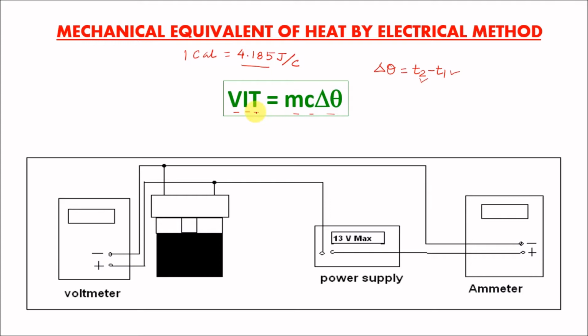And so this particular expression will be in joules and this particular expression will be in calories, and from there we will try to get an equivalence between joules and calories. That is the mechanical equivalent of heat. Now, the circuit would be as shown in this diagram. It can be done in many ways.